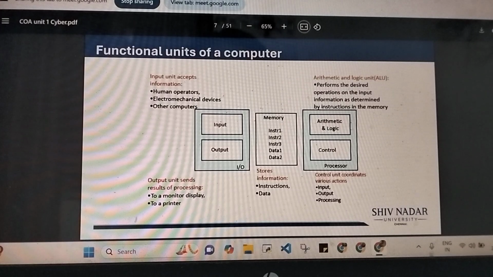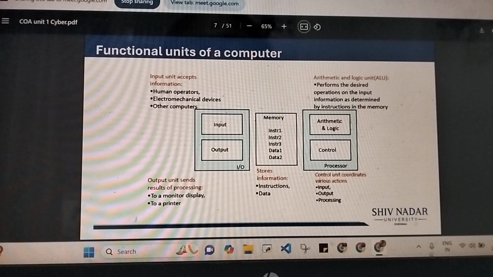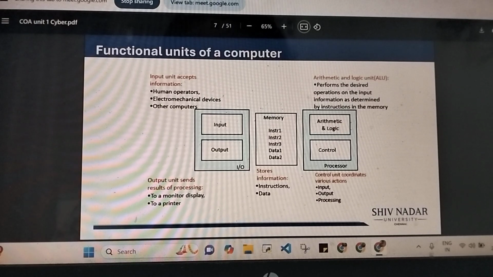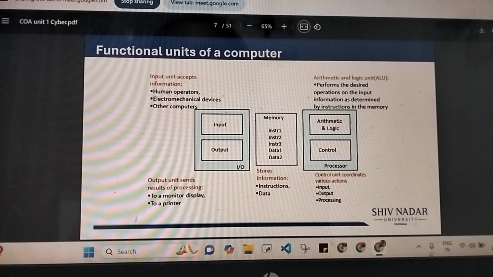And the control unit, as the name suggests, controls and coordinates the various actions. The control unit is what instructs the input unit to receive a piece of input. It tells the output unit to display something as the output. It tells the ALU to perform an operation. It takes data from the memory or writes data onto the memory. So the control unit coordinates all these activities. Those are the five main functional units of the computer.